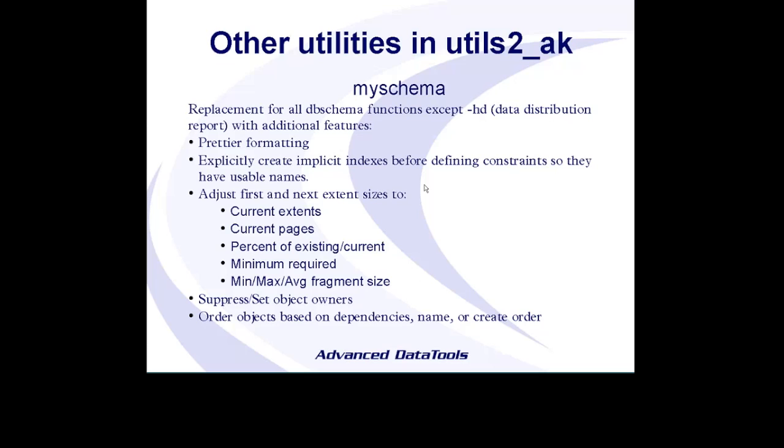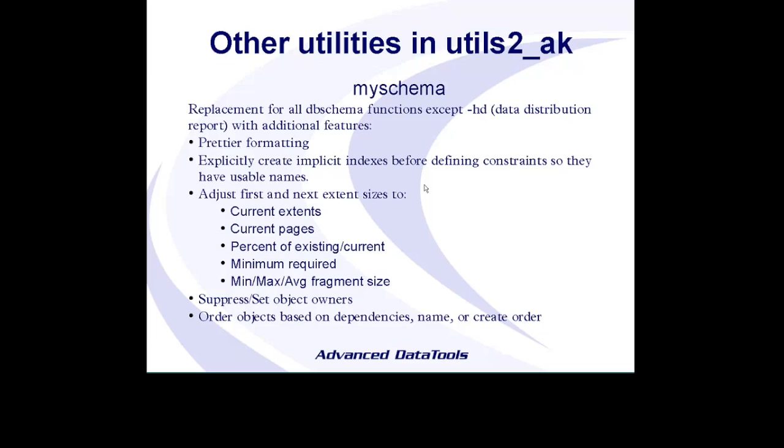Optionally, you can tell my schema to suppress the owners of all the objects. If you run dbschema, it always outputs the ownerships. Also, you can tell it to change the ownership from whatever it is to a specific user for every object. So you can take your development schemas and move them over to production and set the owner equals informix, and all of your objects will be owned by informix when you create them using that schema on production.